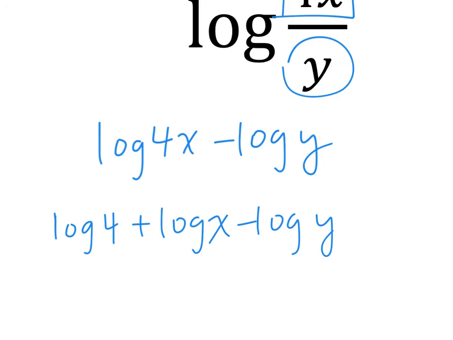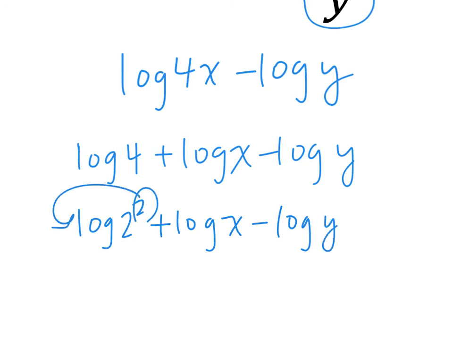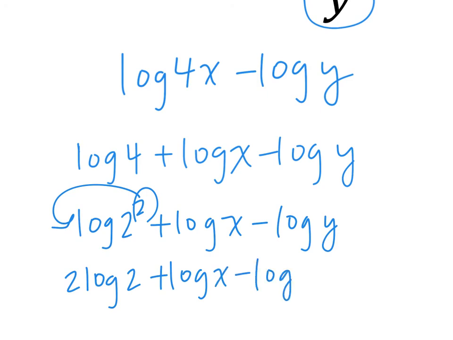But that's not it. We can do some more with that 4. 4 is the same thing as 2 times 2. So you can either do 2 times 2 and then split it, or you can think of it as 2 squared and then bring the 2 to the front. Yes? 2 log 2 plus log x minus log y.